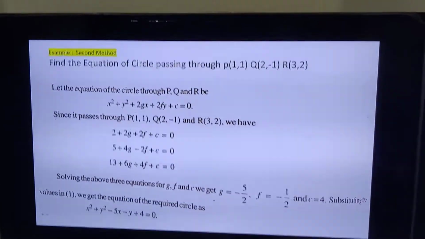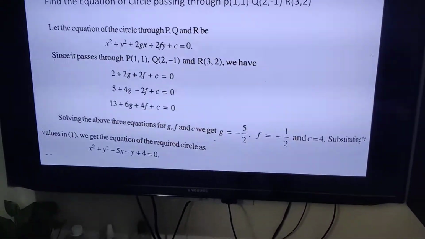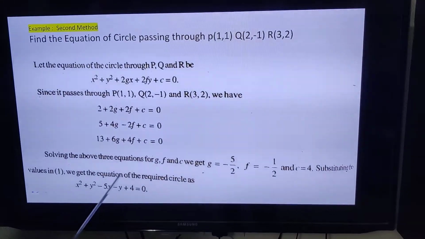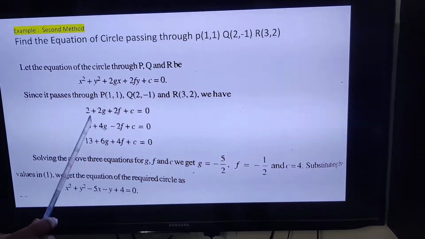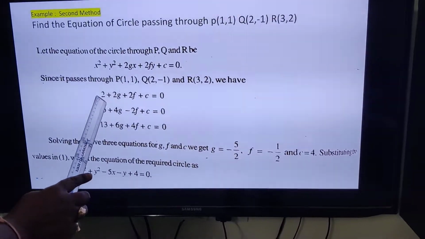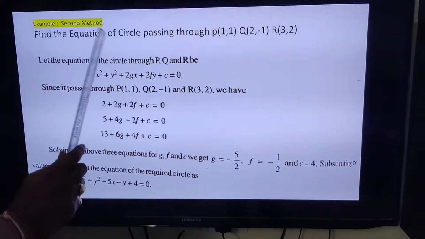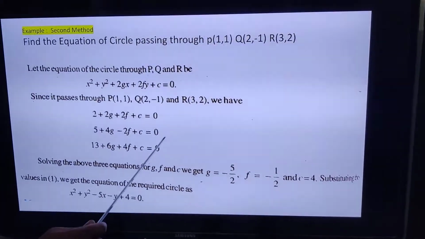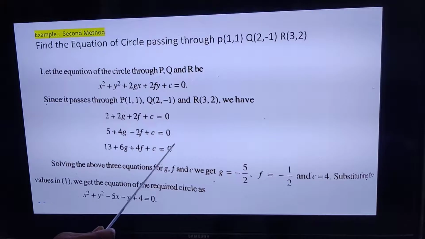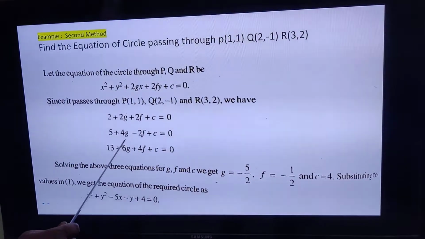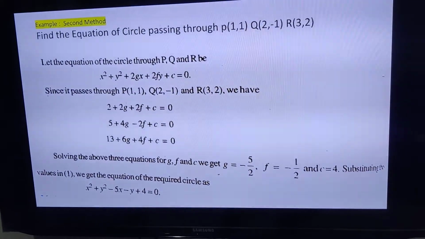These are the three simultaneous equations in the values g, f and c. First we have to solve these three equations one by one. Equation 2 minus 3, then c gets cancelled and we get an equation in g and f. Similarly, 3 minus 2, we also get the c values cancelled. We get the equations in g and f.